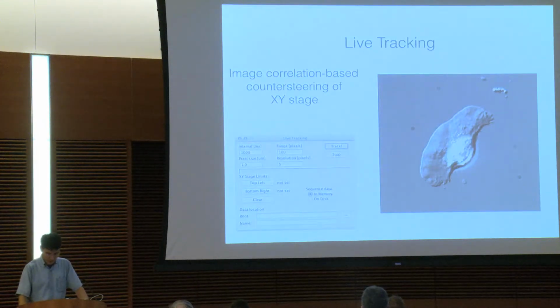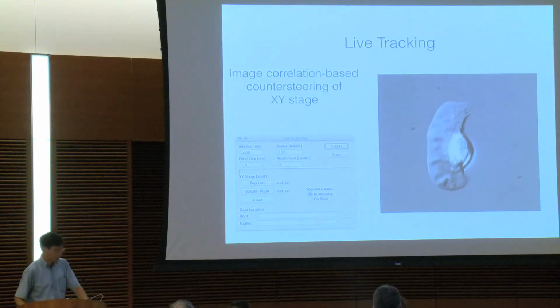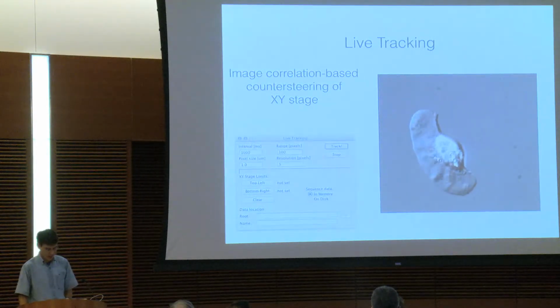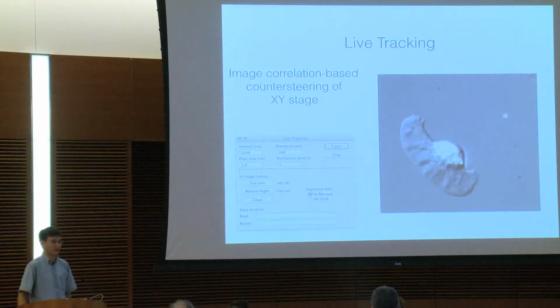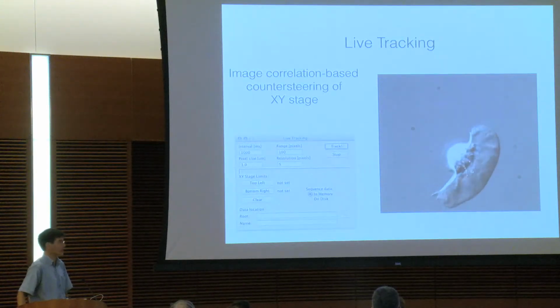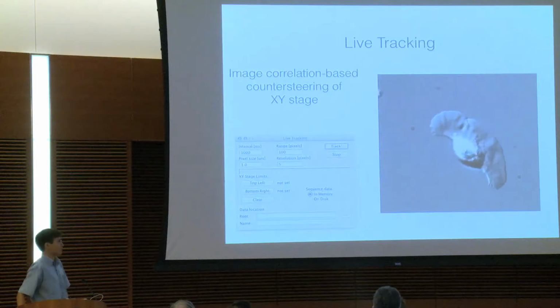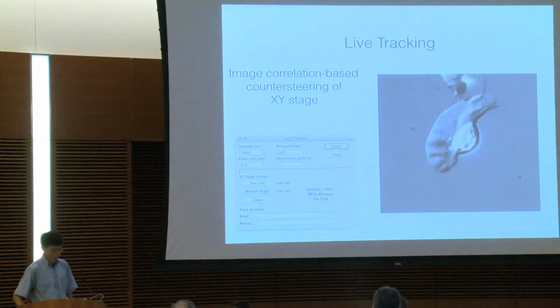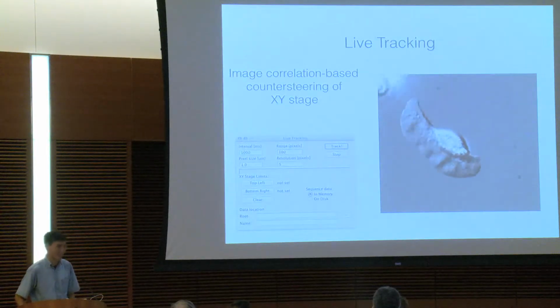This was developed in order to image fast-moving cells, and this movie is showing a fish epithelial keratocyte that moves at about 1 micron per second. So in a normal time-lapse experiment, it would quickly move out of the field of view. But what this plugin does is it uses image cross-correlation to compute how much the cell has moved and counter-steers the hardware stage so that the cell stays in the frame of view. And this has even been run for hours without losing the cells, in a lucky case.